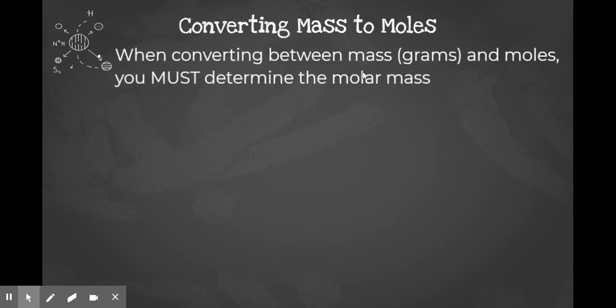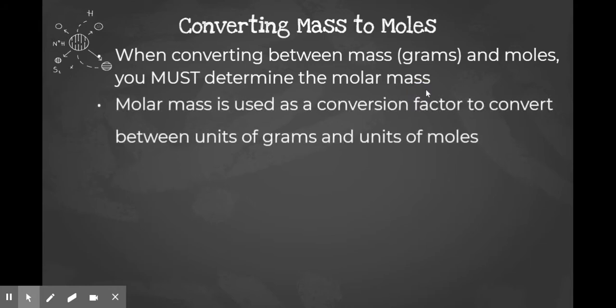The first thing that you need to do anytime you're converting between grams and moles, mass to moles, the first thing, without even thinking about it, you need to do is determine the molar mass. Remember, we talked about molar mass on Tuesday. That comes from the periodic table. So you look on the periodic table, determine the molar mass. That is always your first step. You are going to use that molar mass as a conversion factor to convert between grams and moles.